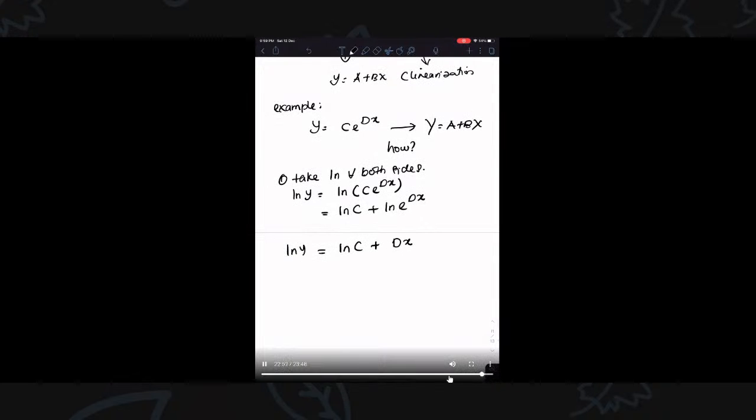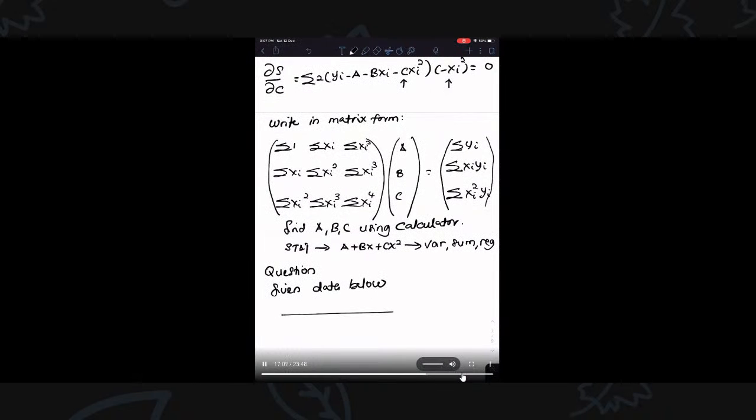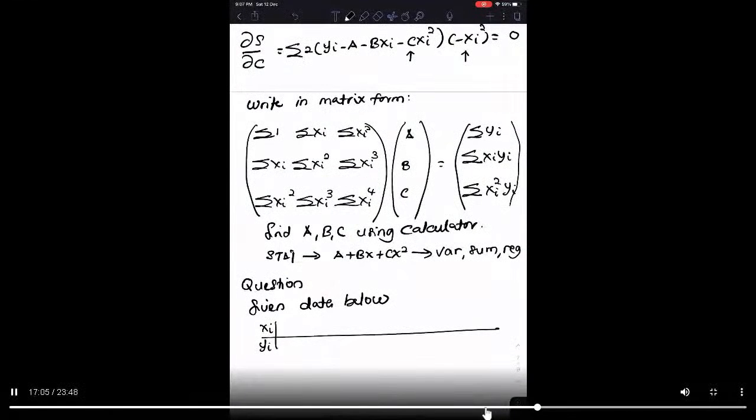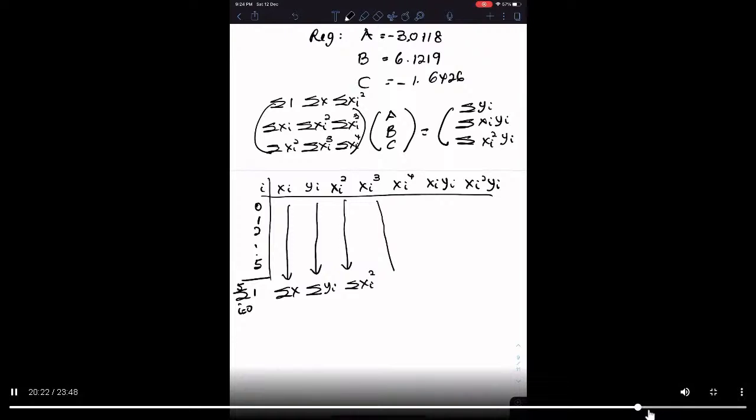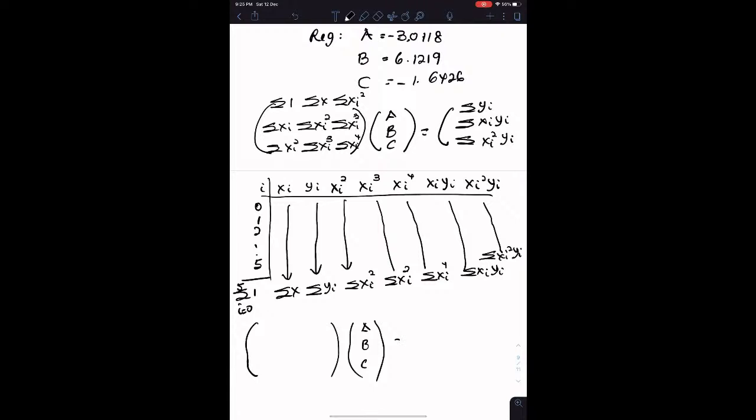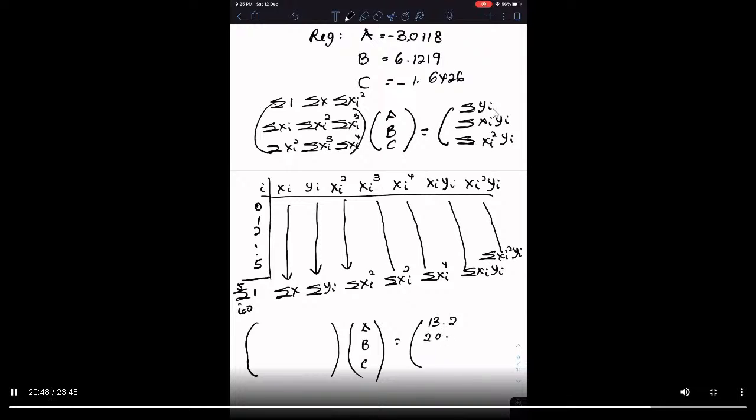The example here shows how you transform the data into a table. You do not need to write all the values, but you just need to find summation x_i, summation y_i, summation x_i squared, summation x_i power 3, summation x_i power 4, and so on. So we know how to find A, B, C, the parameters for the quadratic least square method, y equal to a plus bx plus cx squared. We have already done this process.